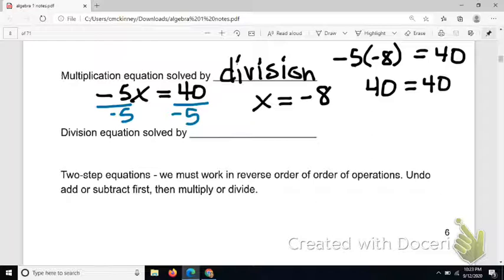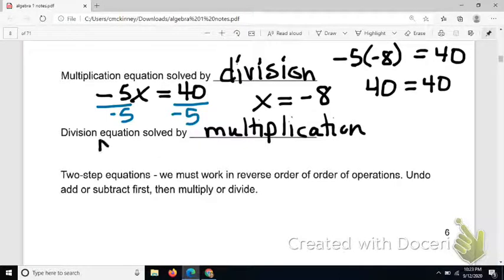And division equations, you might guess, will be solved with multiplication. So multiplication and division are inverse operations. Division equations are typically written as a fraction, like n over 3 is equal to 10. So we're saying some number divided by 3 is equal to 10. I tend to use x a lot, but there's nothing magical about that. Your variable could be any letter.